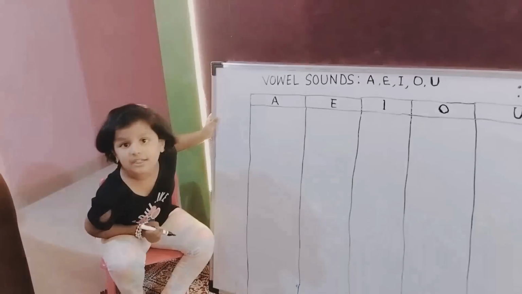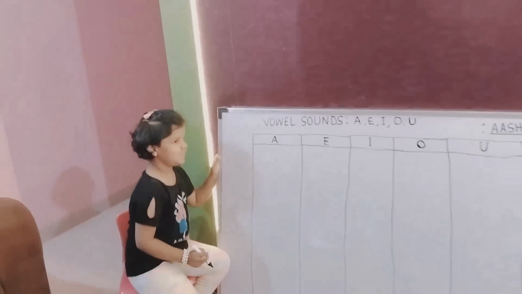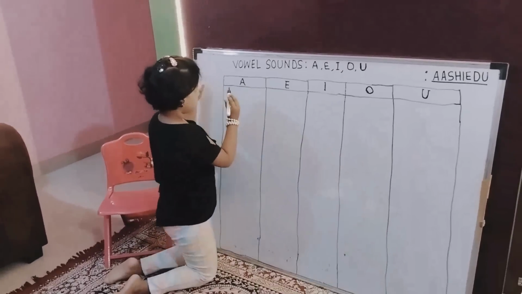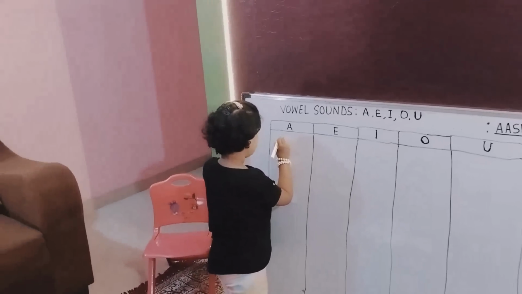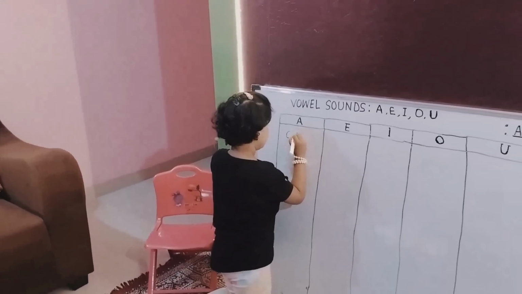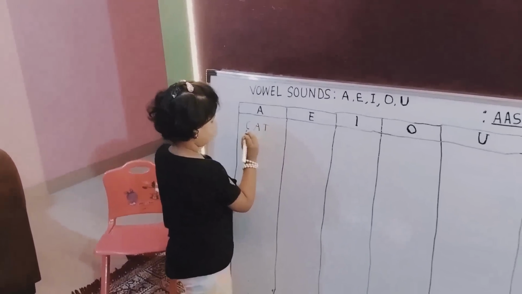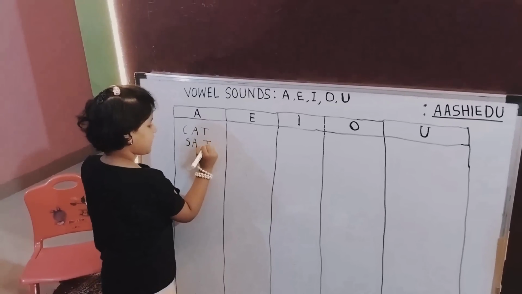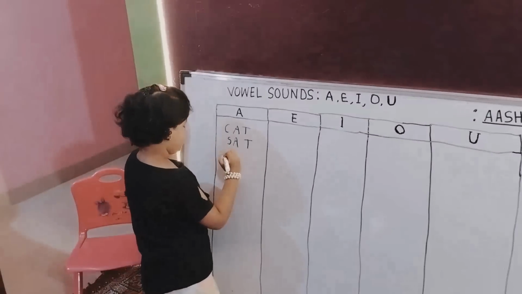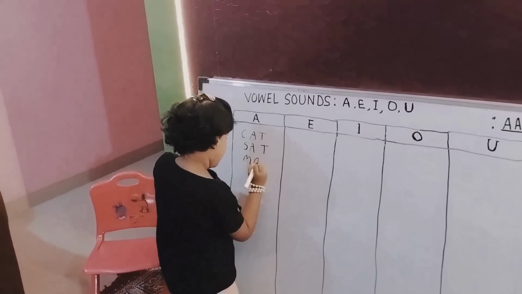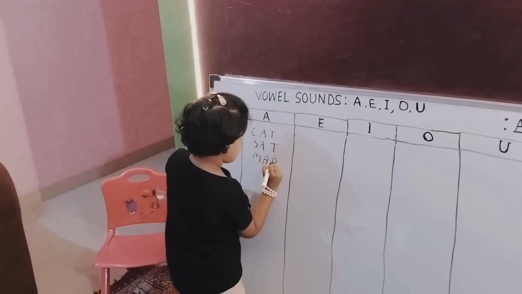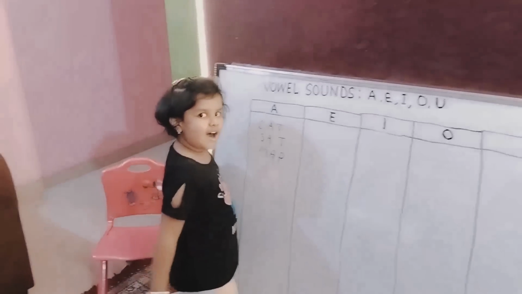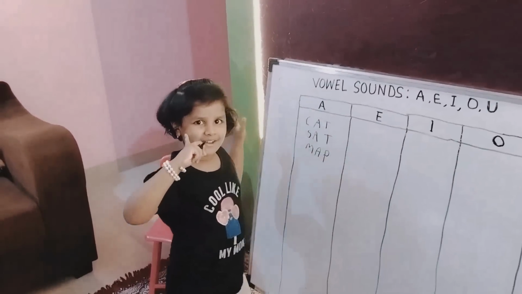Vowels. Let's do it. So this is the A sound. A sound. C-A-T, cat. S-A-T, sat. M-A-P, map. You can see.